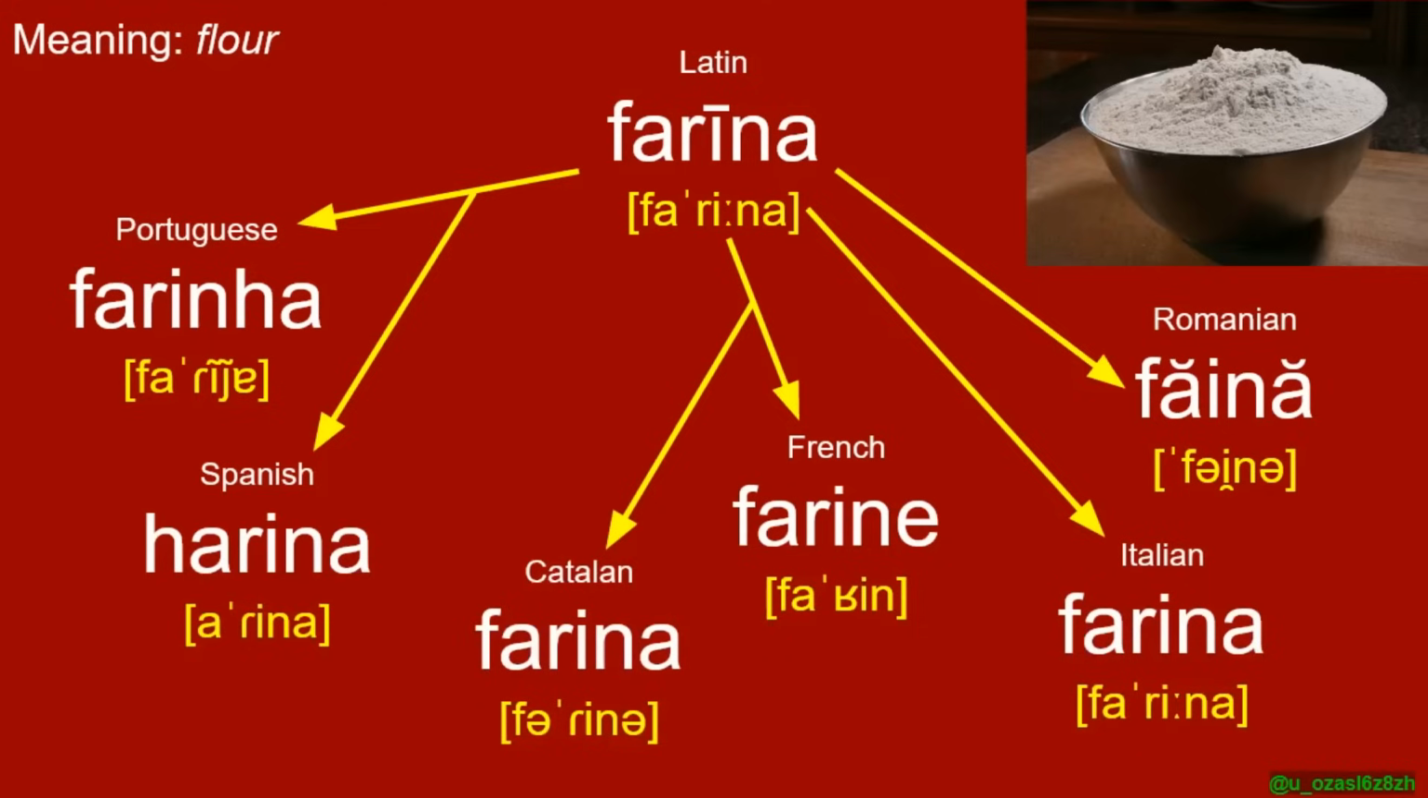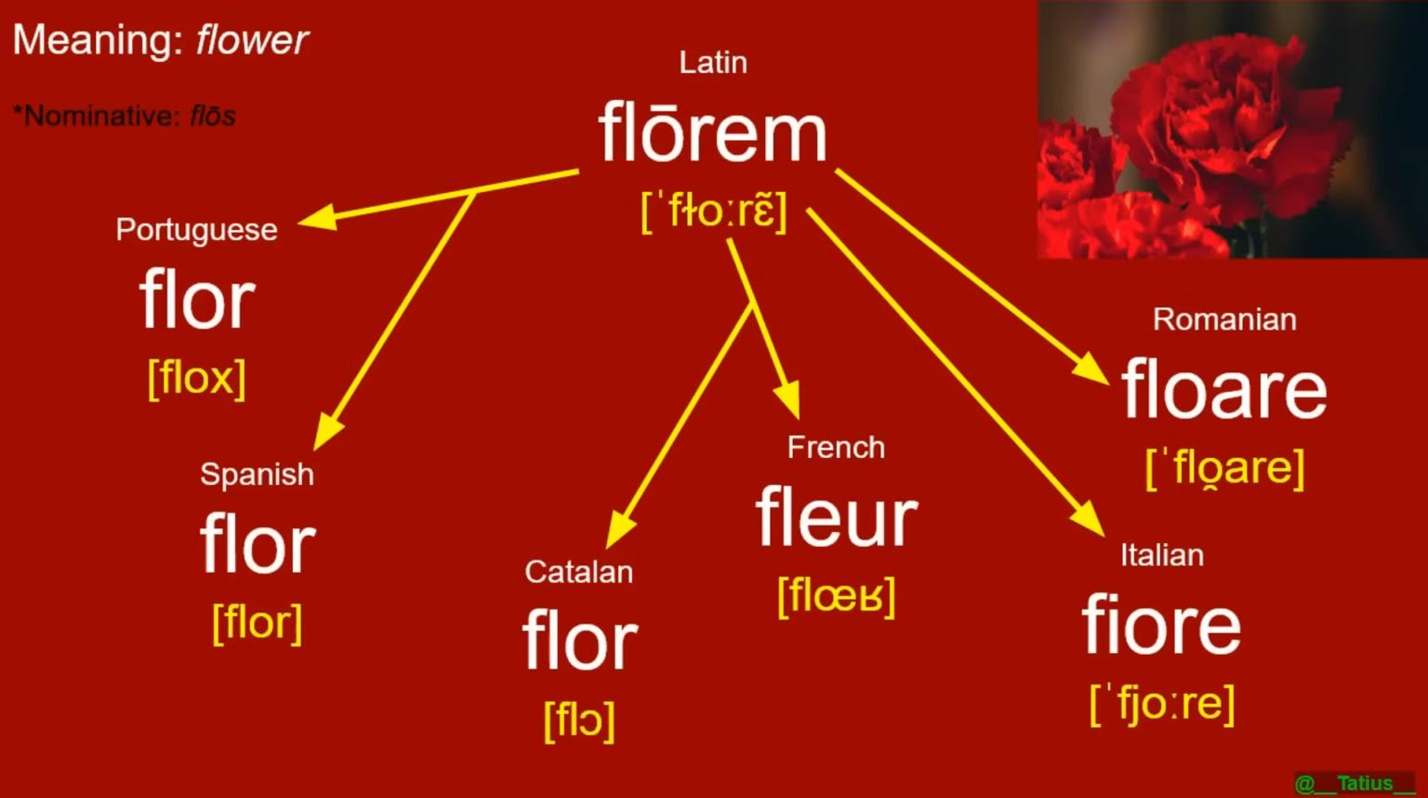To give an example where f did disappear in Spanish, there's Latin farina, which became Romanian faina, Italian farina, French farin, Catalan farina, and Portuguese farinha, but Spanish harina. And for an example where Spanish kept the f, there's Latin floring, which became Romanian floare, Italian fiore, French fleur, Catalan flor, Portuguese flor, and Spanish flor.